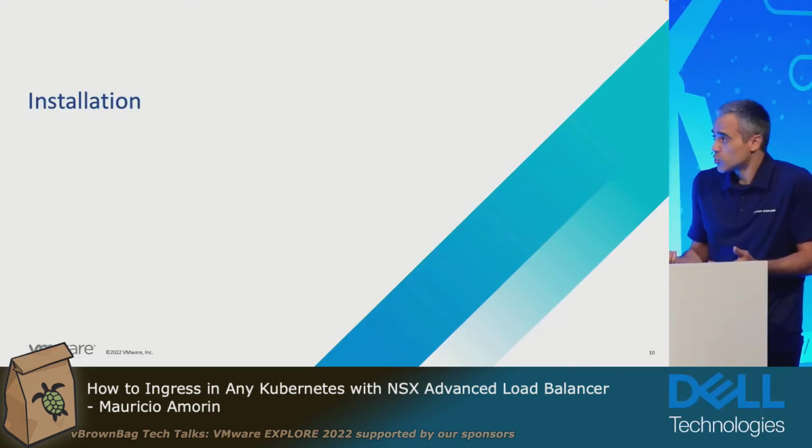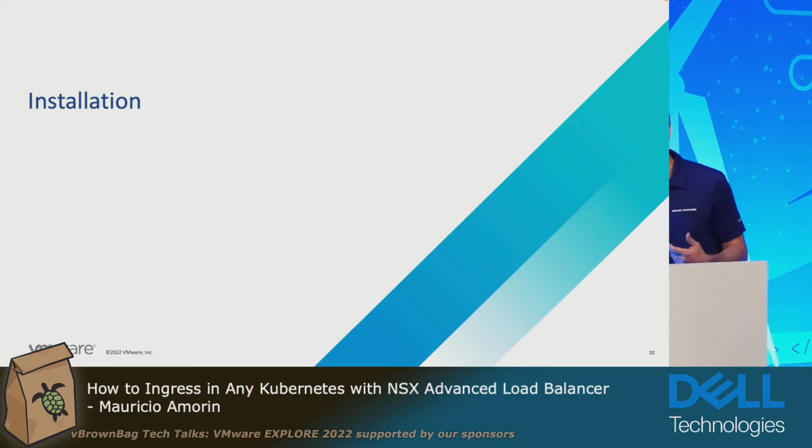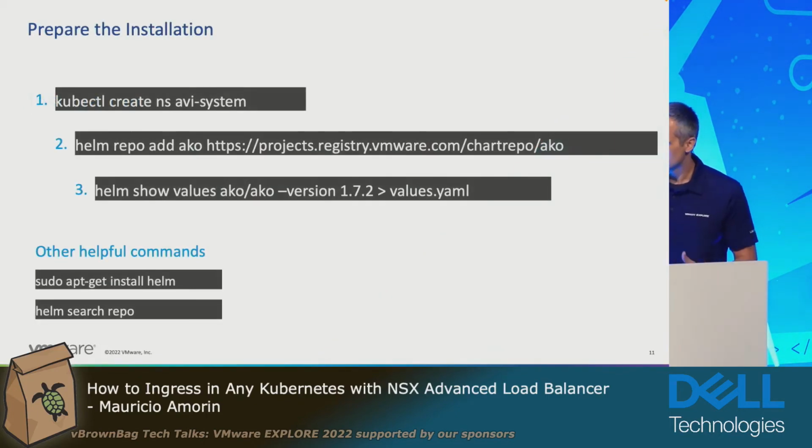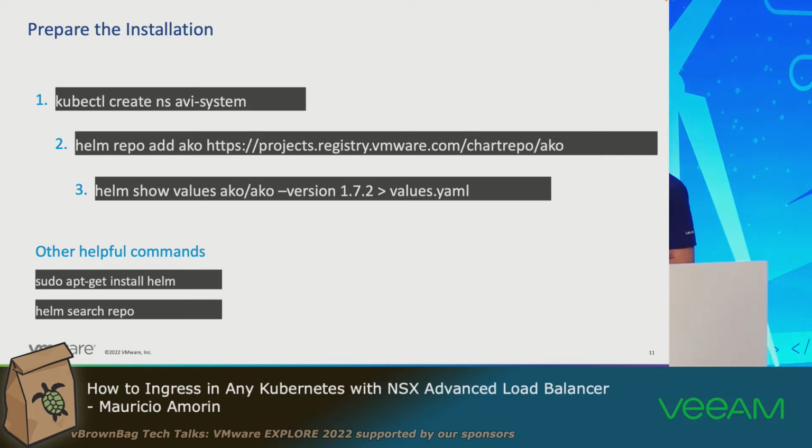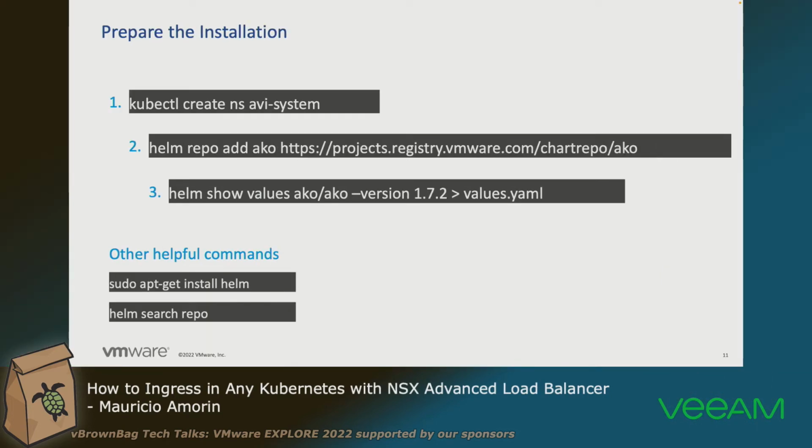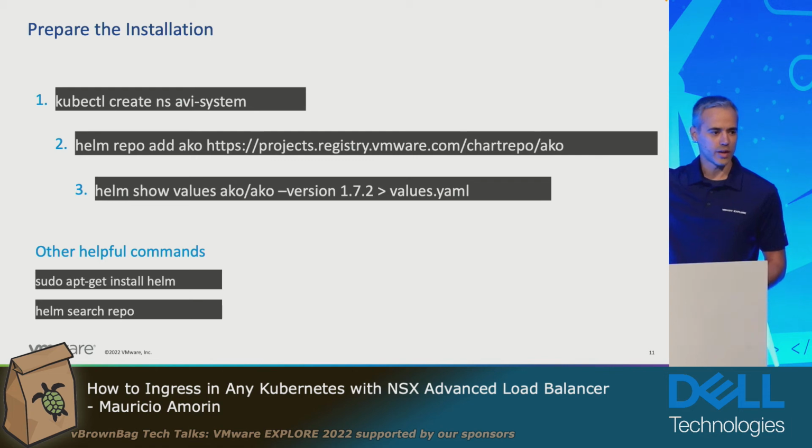And now, how to install it. This might seem hard, but it's not as hard as it may seem. To install it, the first thing you need to do is create a namespace for this pod to run in, and then you have to add this Helm repo. After you add this Helm repo, we need to create this values.yaml file, and we need to work on this values.yaml file.